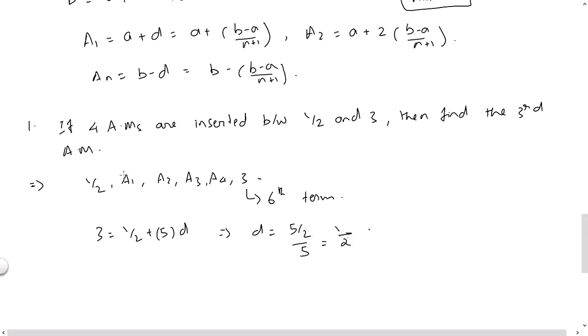Now once we have determined the common difference, we can determine any term belonging to the arithmetic progression, or any of the arithmetic means also. Here we have to determine A3. A3 is the 1, 2, 3, 4, the 4th term in the arithmetic progression. So we can write A3 is equal to A plus (4 minus 1), that is 3 into D. A is half, plus 3 into D, which is also half. So that's equal to 1 by 2 plus 3 by 2, that is equal to 2.